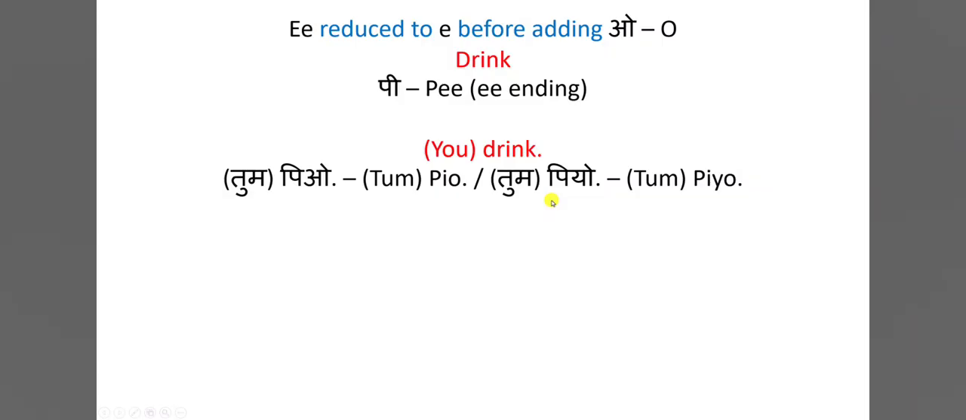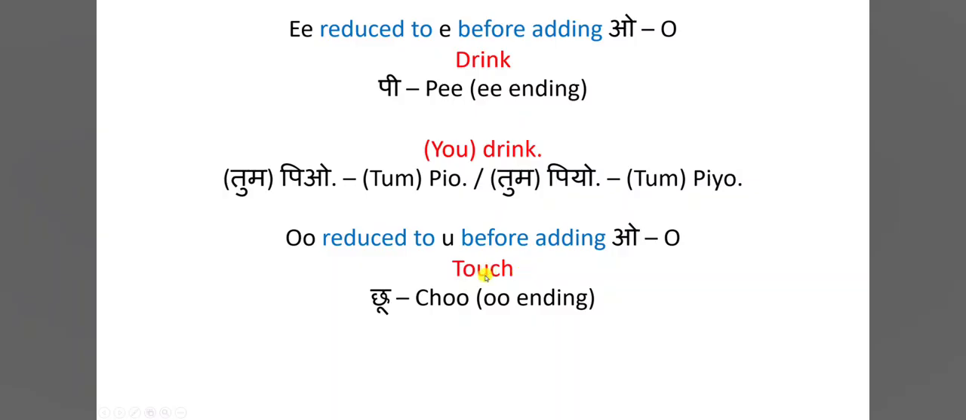Alright? If a verb ends in long oo, then it is reduced to short u before adding o. For example, touch is chhoo. Chhoo ends in oo. Before adding o, we change it to chhu. So, you touch is tum chhuo. Chhoo has been reduced to chhu.